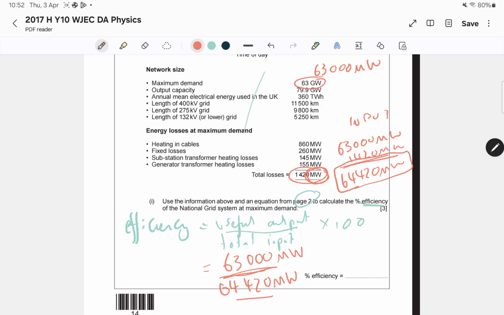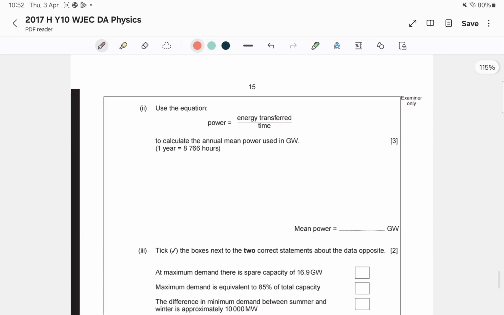Which means I've got this calculation. And don't forget to times it by 100. Which gives me 97.8%. That is very hard. And yeah, very, very difficult. Which leads us on to the next question.